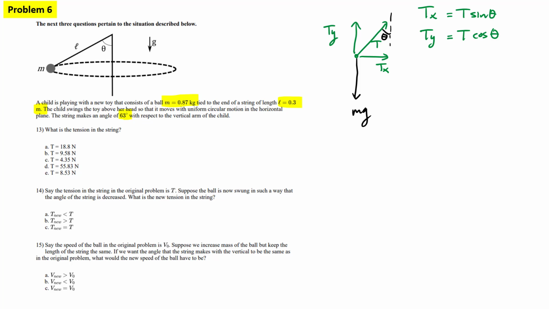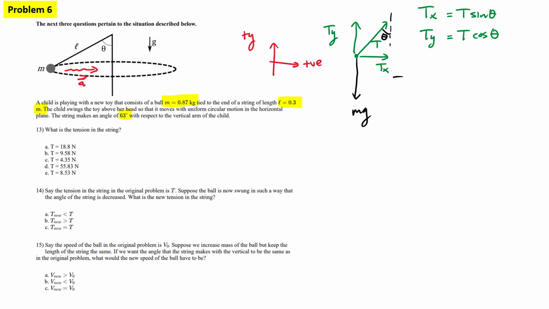All right, now we could write down Newton's laws. We want to find T somehow. Well, let's write down Newton's laws and see what we get. For this problem, we know the acceleration. When the ball is over here, the acceleration is toward the center of the circle. So I'm going to choose that direction to be the positive x direction, and I'll choose positive y to be up.